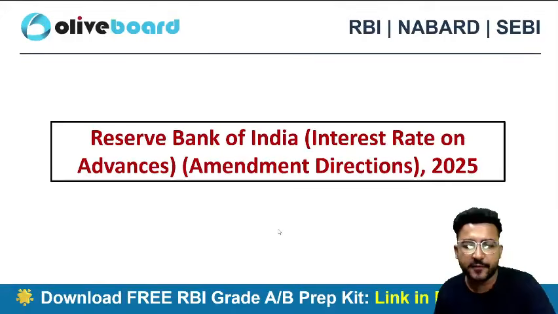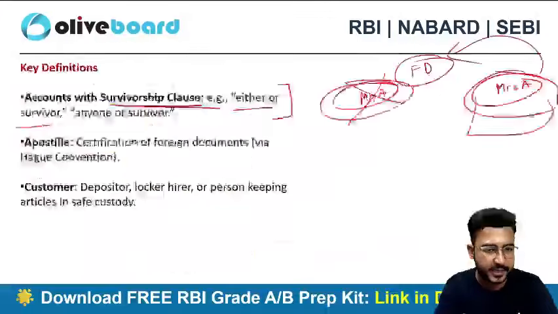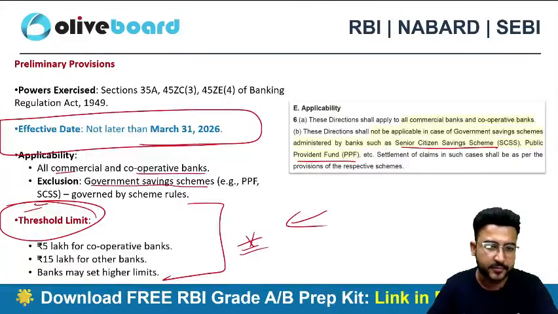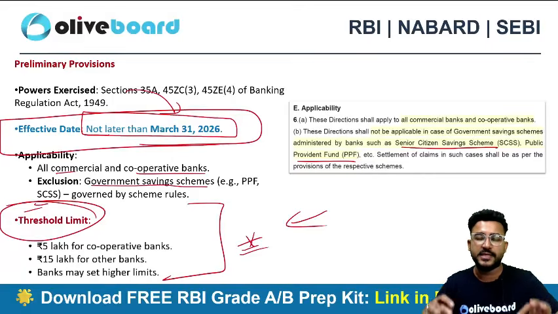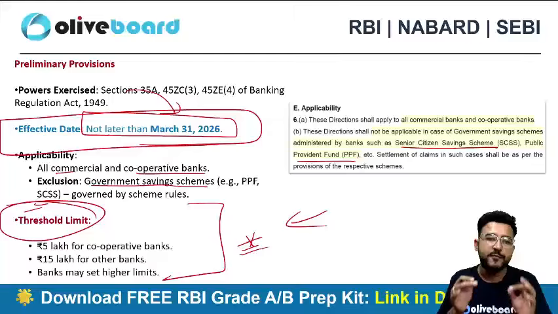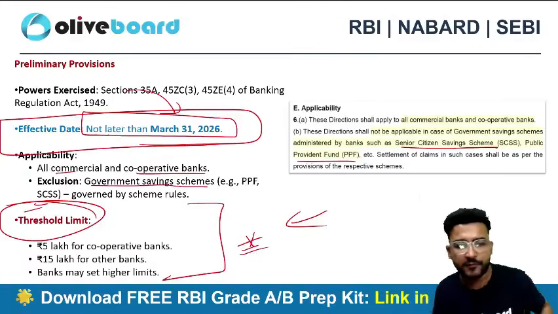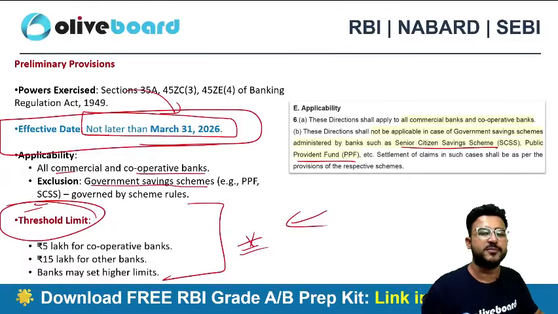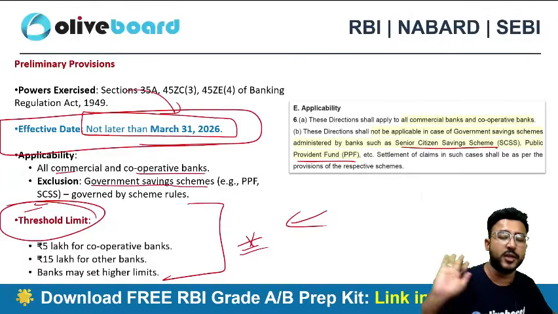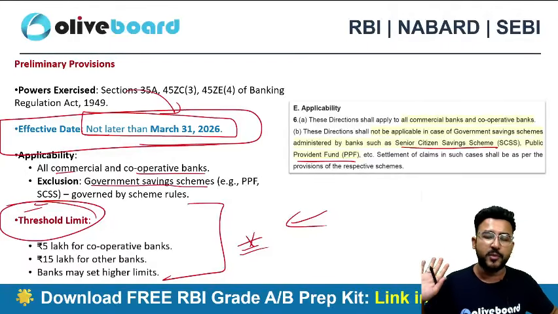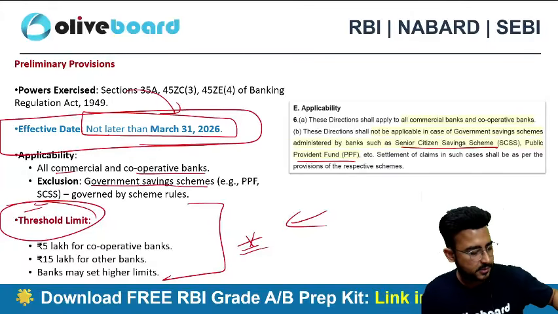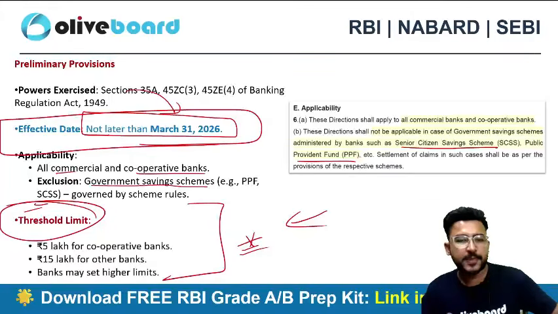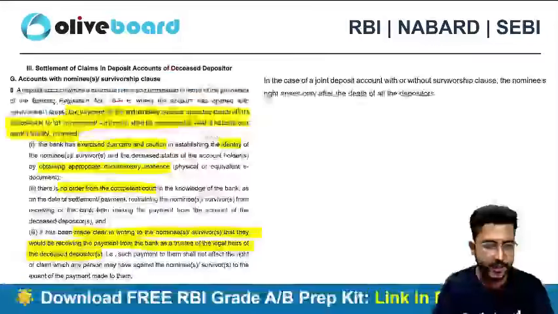Okay, sir, what is the effective date? So the effective date here is, I think, 31st March 2026, right? Yes. Not later than 31st March 2026. That means by 31st March 2026, you need to at least comply with the provisions. If you are a bank, a financial institution, a regulated entity, then by 31st March 2026, you need to implement this circular practically, right? You need to implement this circular anyhow by 31st March 2026, right?